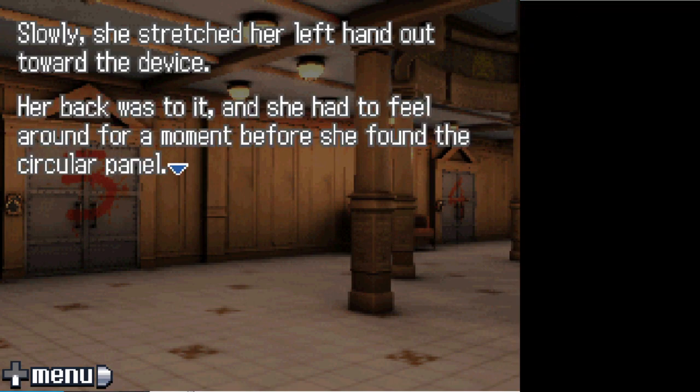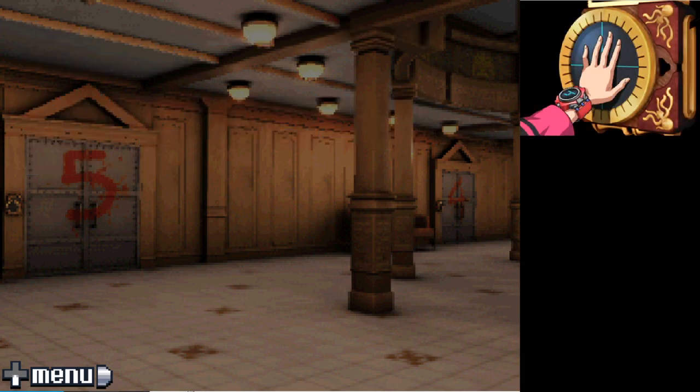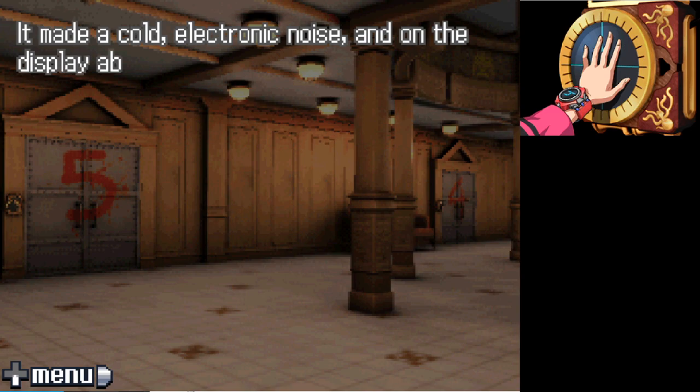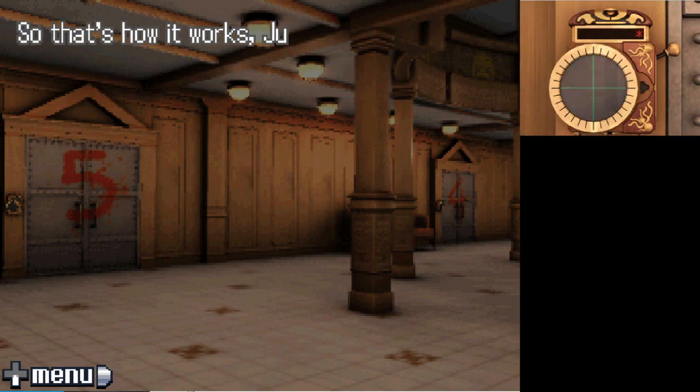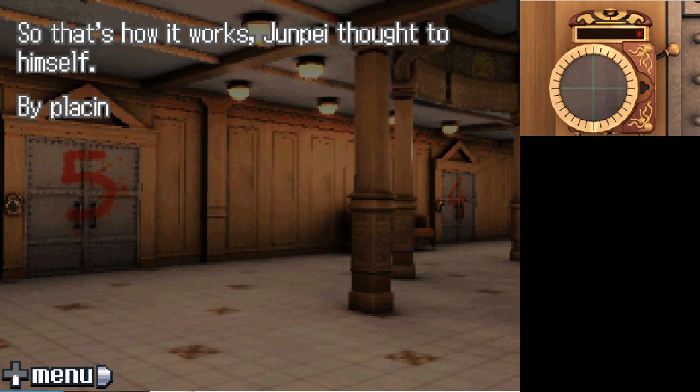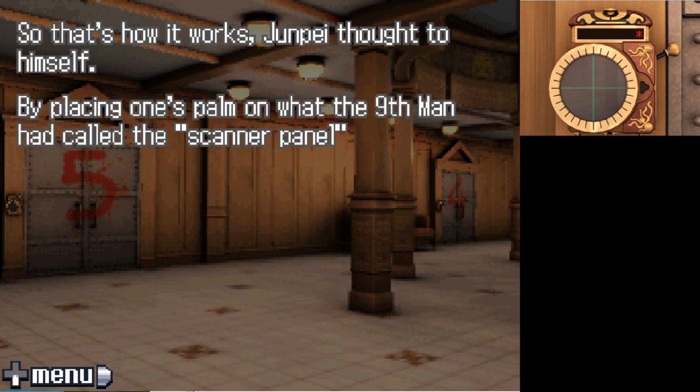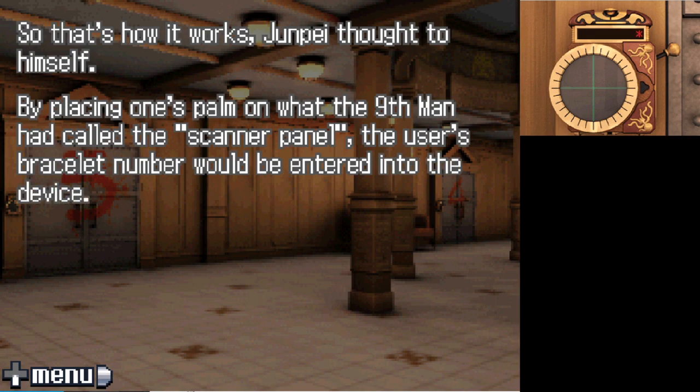Back to it, she had to feel around for a moment before she found the circular panel. It made a cold electronic noise, and on the display above her hand, an asterisk appeared. So that's how it worked, Junpei thought to himself, placing one palm on what the knife man had called the scanner panel. He used his bracelet. He entered the number. He doubled the number on the bracelets and found the digital root. If the digital root is equal to the number of that door, the door will open.